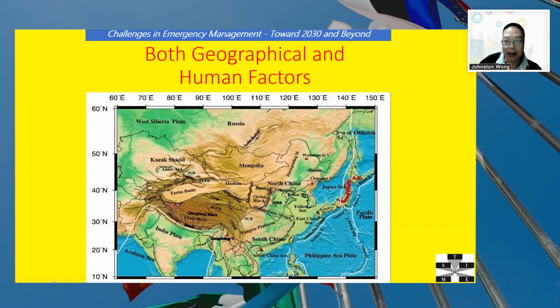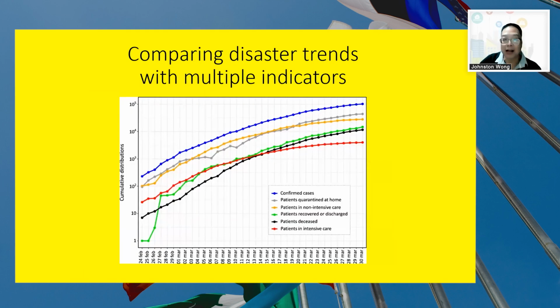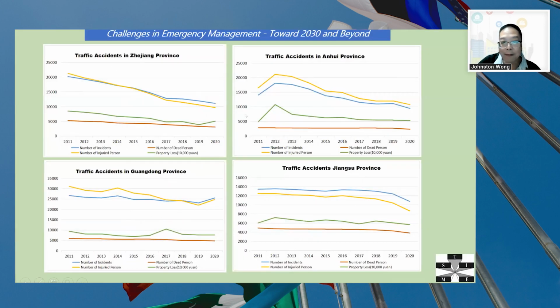Okay, so that is the geography of China, and probably geographical and human factors come into play. So we need more explanations. But can the GIS help us? Yes, actually, the GIS with simple apps can also calculate certain data if we have the data. For example, we can compare trends with multiple indicators. To give you an example, this is traffic accidents. And then we have several indicators: number of incidents, number of dead persons, number of injured persons, and then property loss. So we have at least 4 indicators for traffic accidents.